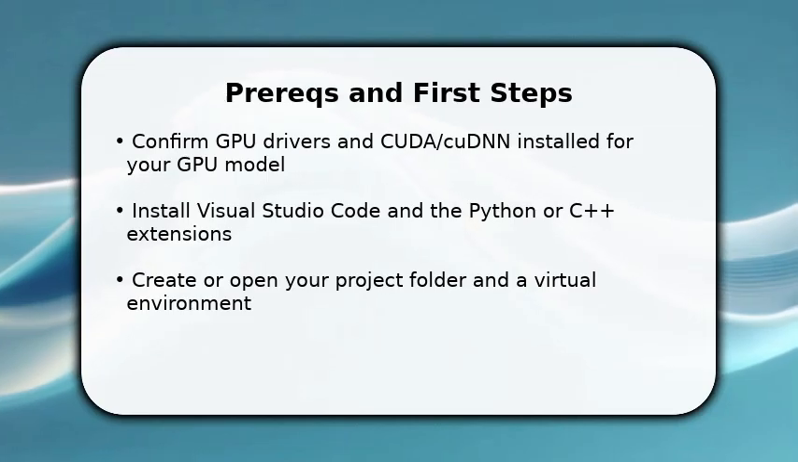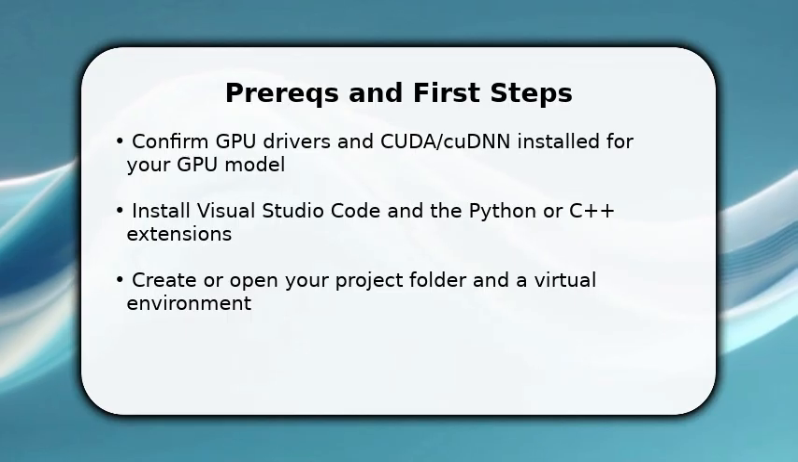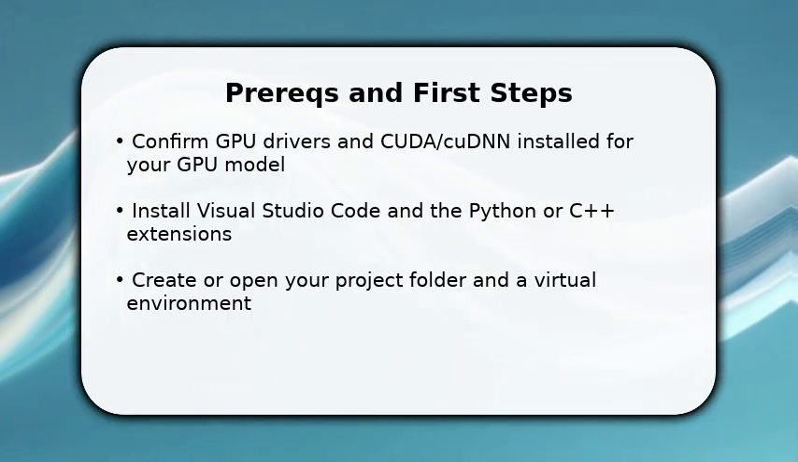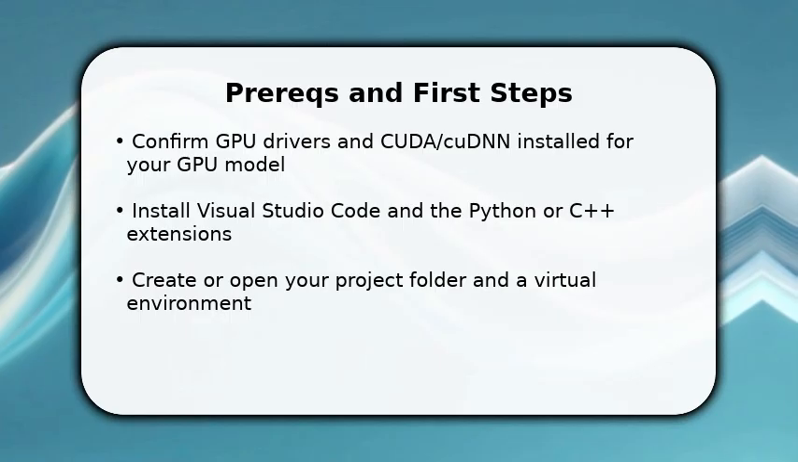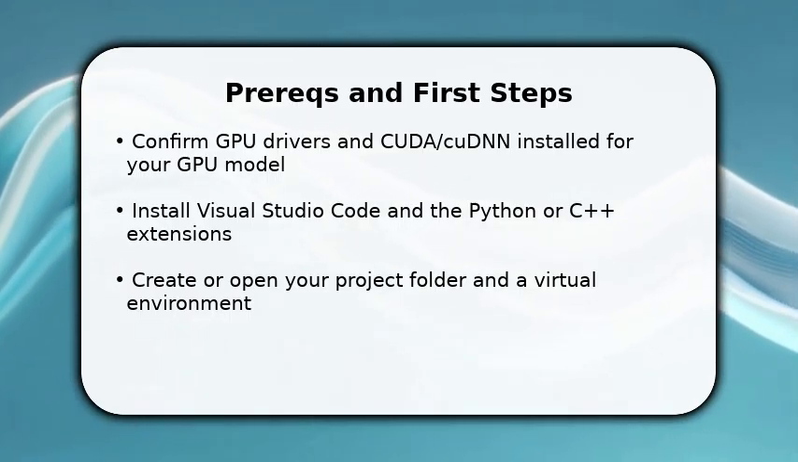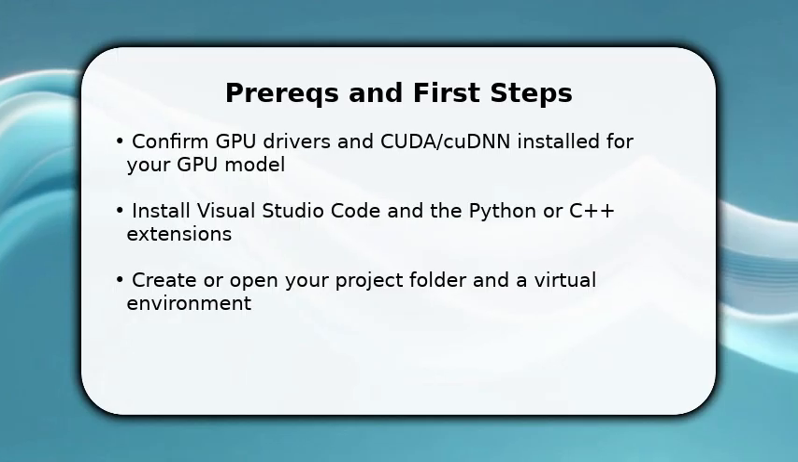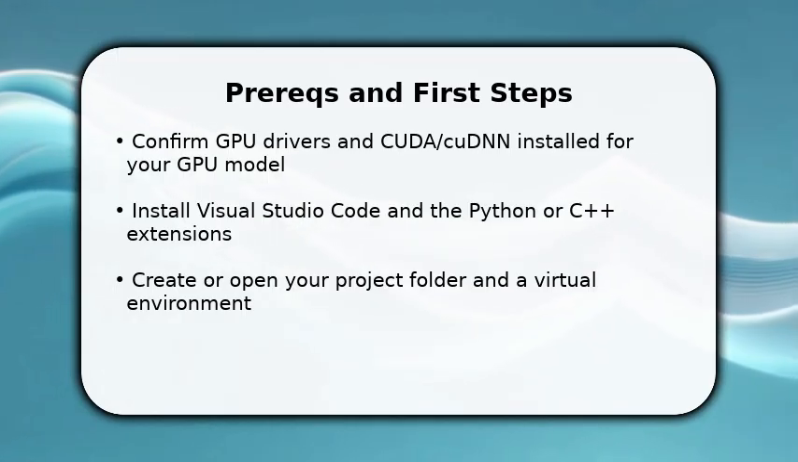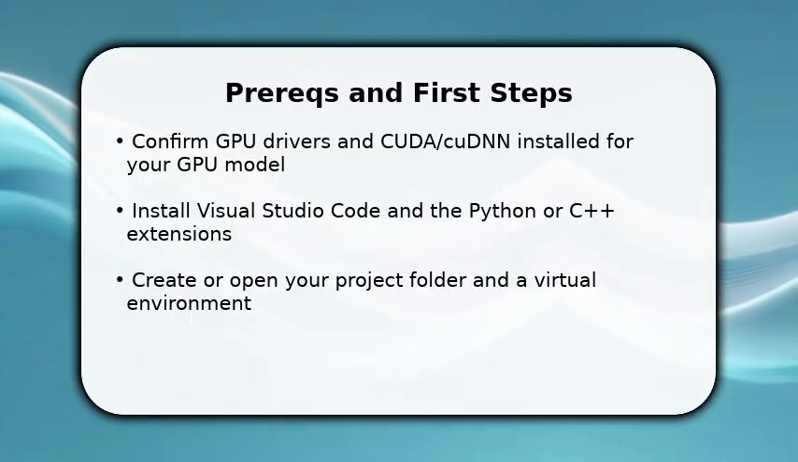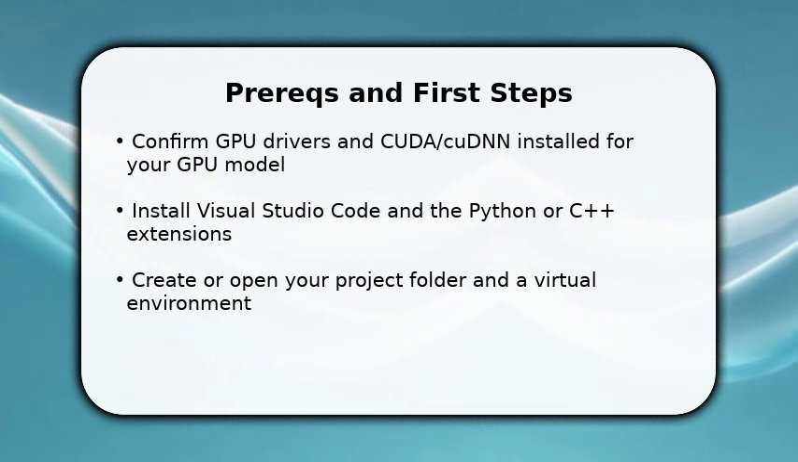You start by confirming the essentials: drivers, CUDA or ROCm, and matching cuDNN if needed. Once done, open Visual Studio Code and install the language extension you need, for example Python or C++. Make sure to create or activate a virtual environment in the project folder so dependencies stay isolated. Then install packages like TensorFlow GPU or Torch with the GPU build. This ensures your code will target the GPU rather than the CPU.